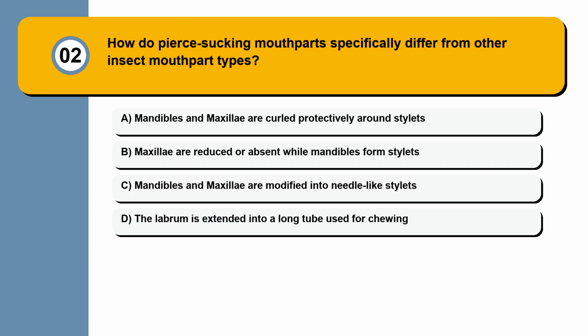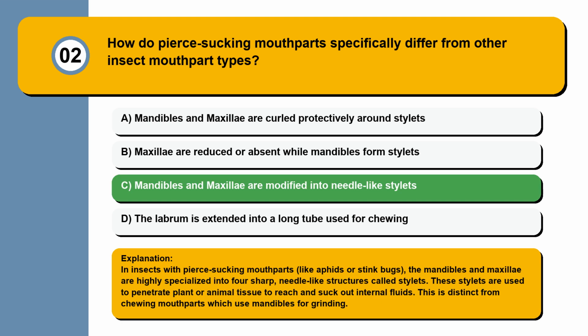Question 2. How do pierce-sucking mouthparts specifically differ from other insect mouthpart types? Mandibles and maxillae are curled protectively around stylets. Maxillae are reduced or absent while mandibles form stylets. Mandibles and maxillae are modified into needle-like stylets. The labrum is extended into a long tube used for chewing. In insects with pierce-sucking mouthparts, like aphids or stink bugs, the mandibles and maxillae are highly specialized into four sharp, needle-like structures called stylets. These stylets are used to penetrate plant or animal tissue to reach and suck out internal fluids. This is distinct from chewing mouthparts, which use mandibles for grinding.